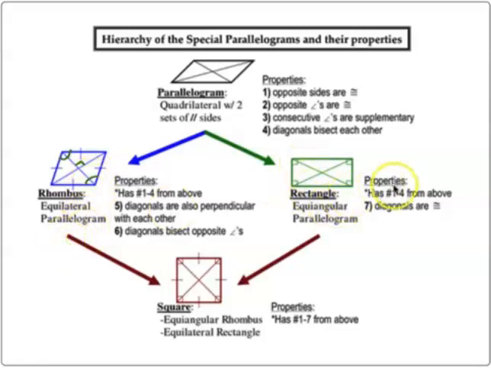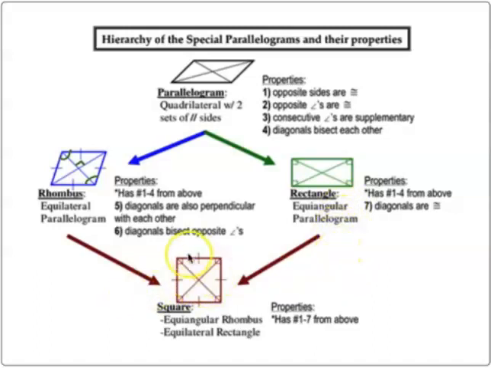What about a rectangle? So a rectangle, again, has all the properties of a parallelogram, and then its diagonals are going to be congruent. So the length from here to here is going to be the same length as from here to here. That's what sets a rectangle apart from just being a parallelogram.